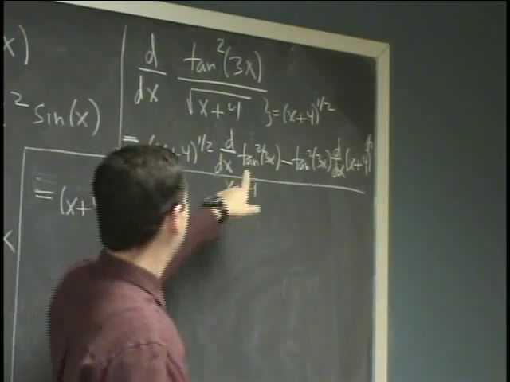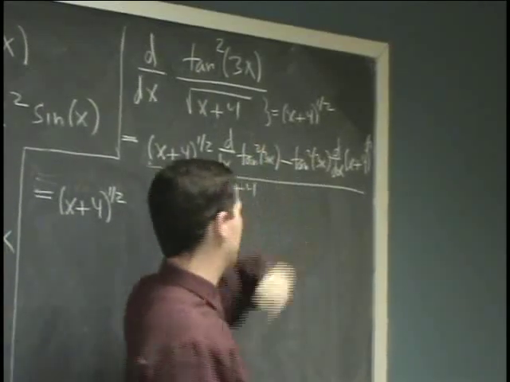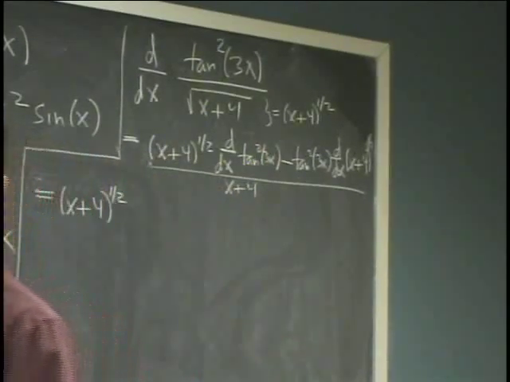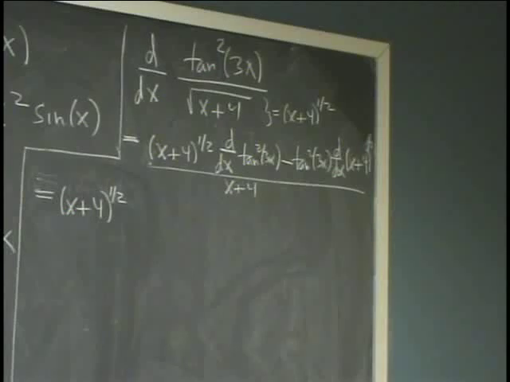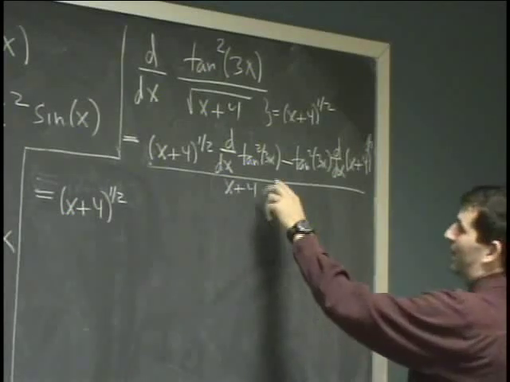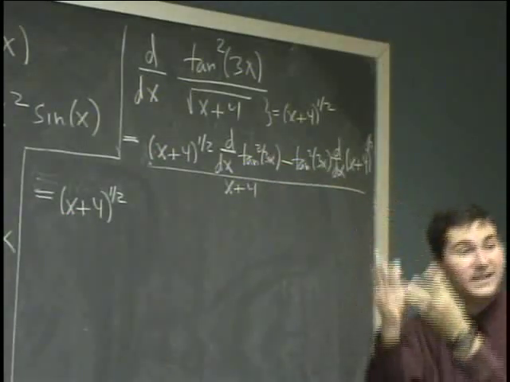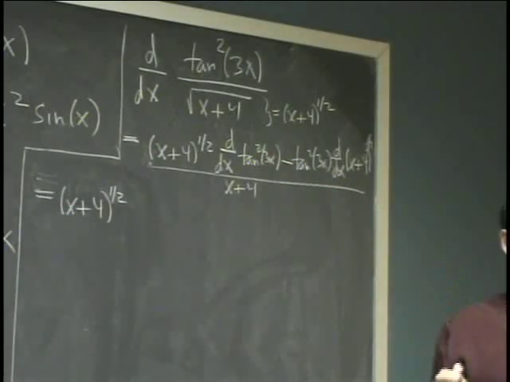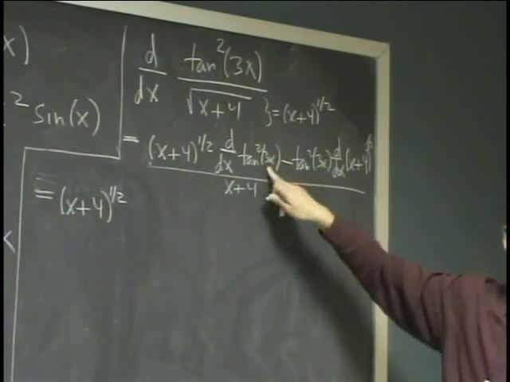Okay, so what rule am I going to use next here on the derivative of tangent squared of 3x? I have to use the chain rule. So I actually have a composition of three functions this time. First, the outside function is x squared. The middle function is tangent of x, and the inside function is 3x.